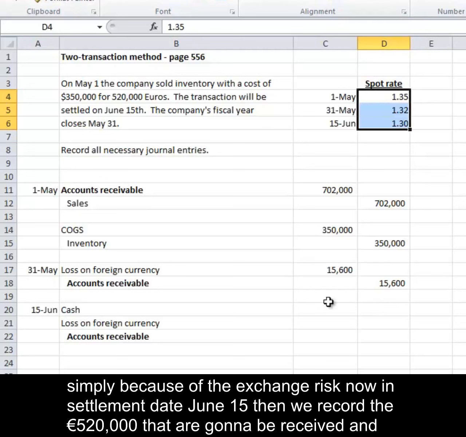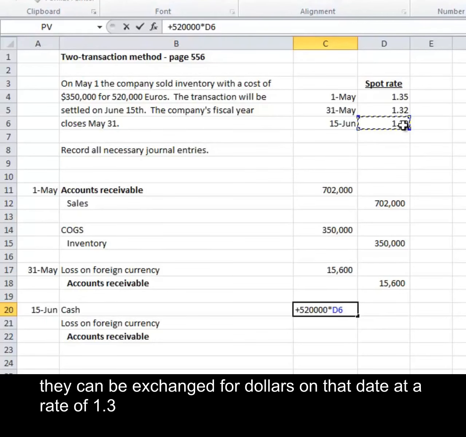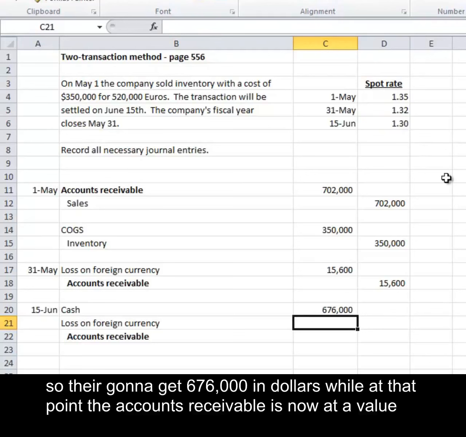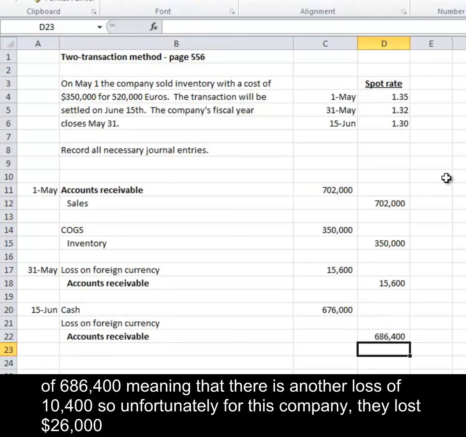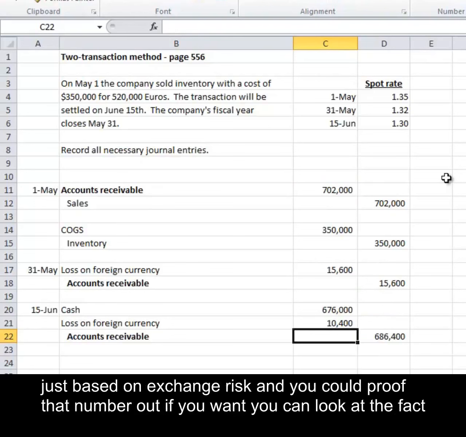Now on the settlement date, June 15th, we record the 520,000 euros that are going to be received, and they can be exchanged for dollars on that day at a rate of 1.3, so they're going to get 676,000 in dollars. At that point, the accounts receivable is at a value of 686,400, meaning that there is another loss of 10,400. So unfortunately for this company, they lost $26,000 just based on exchange risk.